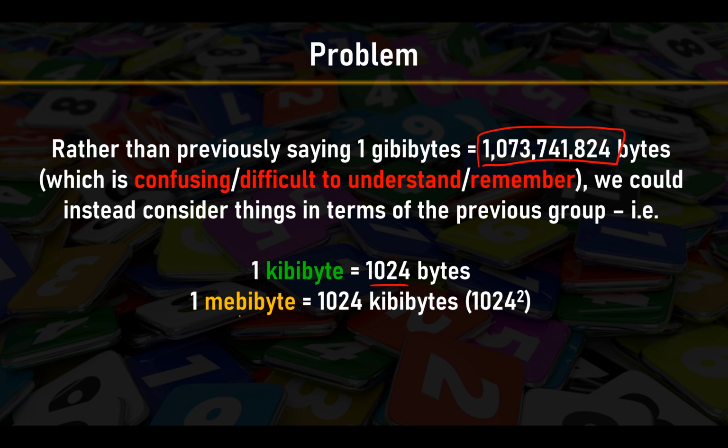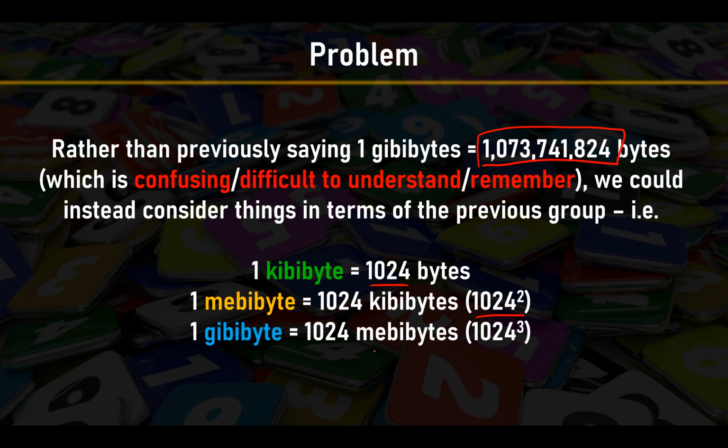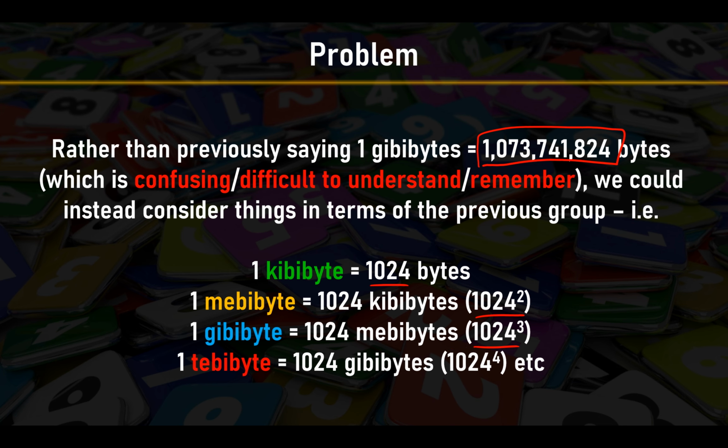Then we say 1 Mebibyte is equal to 1024 Kibibytes, which is also the same as 1024 squared. Then 1 Gibibyte is equal to 1024 Mebibytes, or 1024 cubed. You can probably see the pattern. 1 Tebibyte is therefore 1024 Gibibytes, or 1024 to the power of 4. And of course, that's just going to go on.